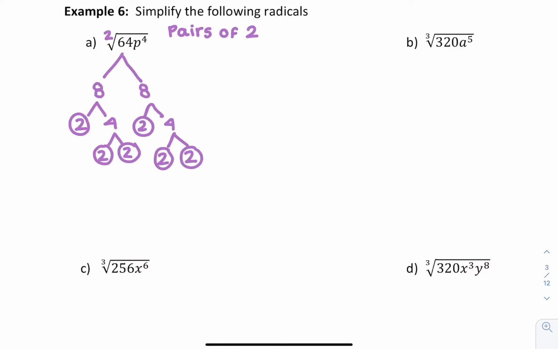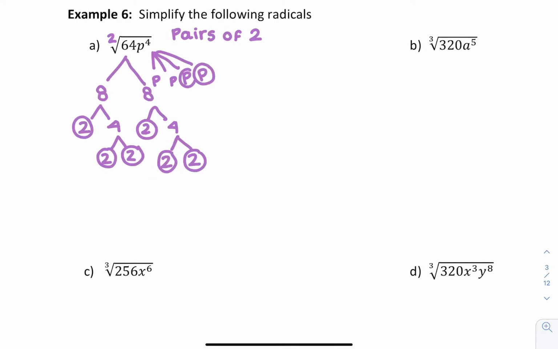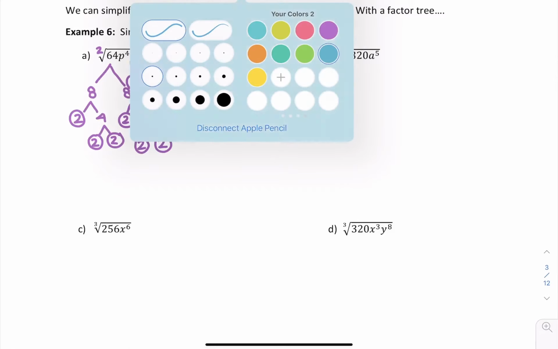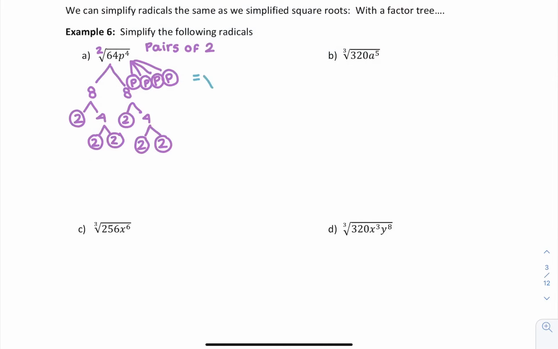Now, p to the 4th is really p times p times p times p. You don't necessarily have to do a factor tree here for that. But remember, if it's to the 4th, it's multiplying 4 times. So now let's rewrite what we have. This becomes the square root, 1, 2, 3, 4, 5, 6. So 2, 2, 2, 2, 2, 2, times p times p times p times p.